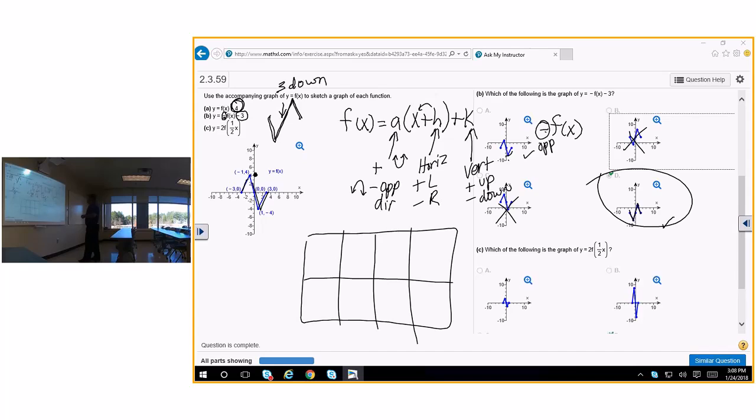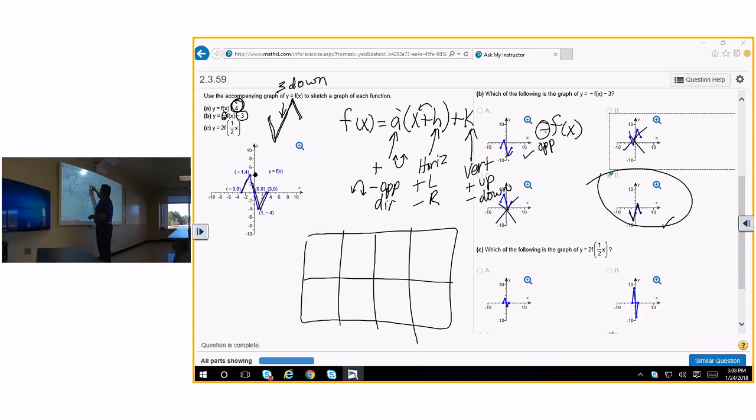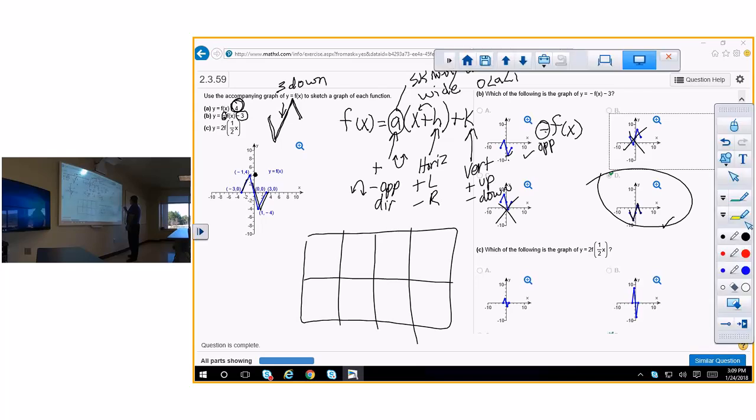All right, now the last one. What does this last one do? Good gracious. Well, remember A tells us orientation. It also tells us whether it's skinny. If it's skinny, A is going to be greater than 1. If it's wide, A is going to be between 0 and 1. What does that mean? It means like a fraction. Well, let me erase these. Right quick. I hope this will work. There we go.